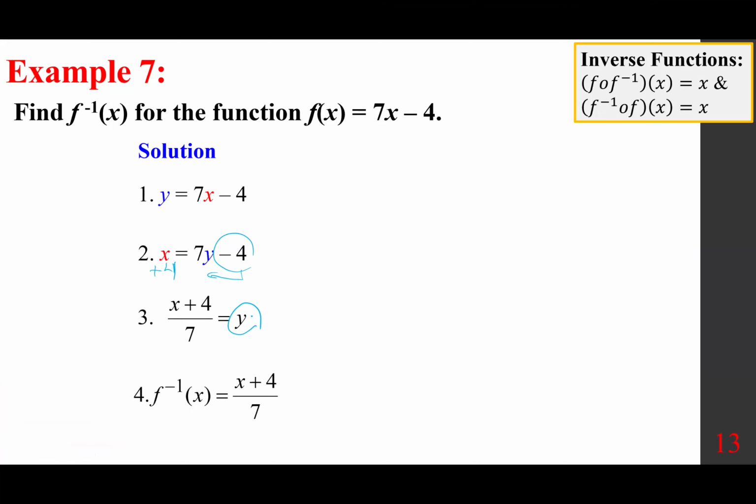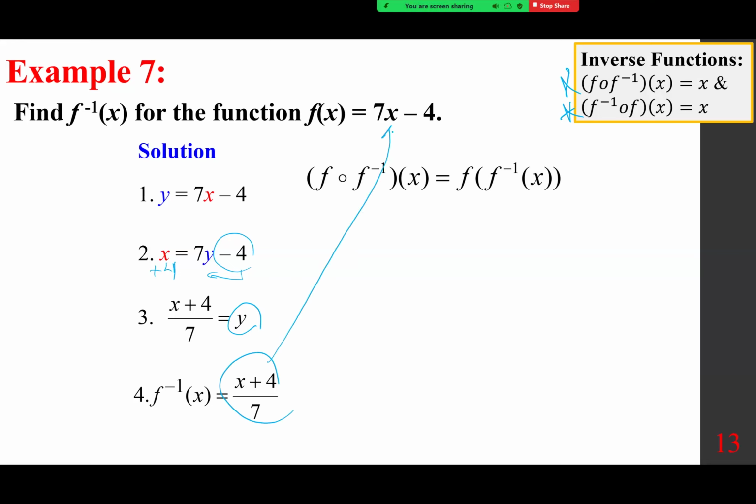And so we have to use one of these two. And so we are going to look at f of f inverse of x. And if we come up with x, that verifies it. So that means this will replace the x here. 7, x is replaced by x plus 4 over 7. We get x plus 4 minus 4 equals x.